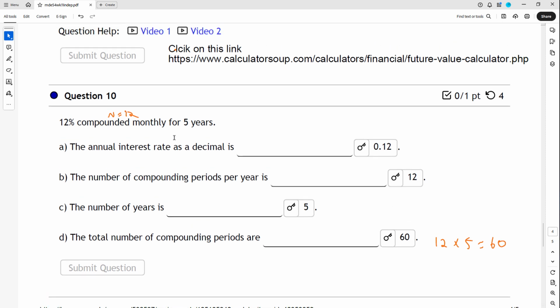So talk about the parts here. 12% compounded monthly for 5 years, so compounded monthly, so N is 12. The annual percentage rate is 12% as a decimal. Number of compounding periods is 12. The number of years is 5. The total number of compounding periods. So interest is applied every 12 months in the year, and they're 5 years. So 12 times 5 is 60.